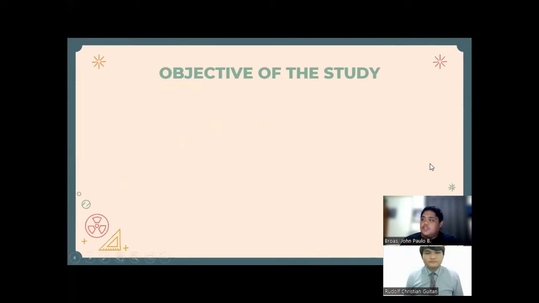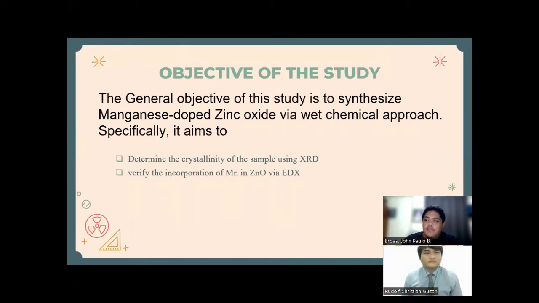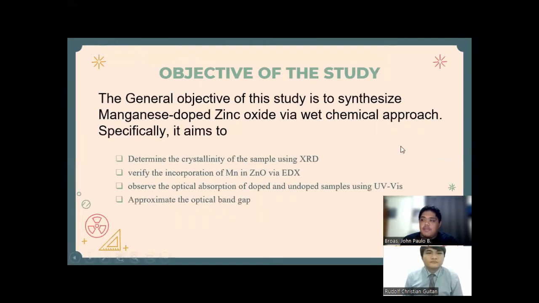Now, for the objective of the study, the general objective is to synthesize manganese-doped zinc oxide via the wet chemical approach. Specifically, it aims to determine the crystallinity of the sample using XRD, verify the incorporation of manganese in zinc oxide via EDX, observe the optical absorption of doped and non-doped samples using UV-Vis, approximate the optical band gap, and measure the particle size using the dynamic light scattering technique.